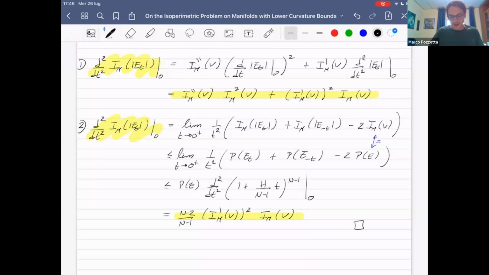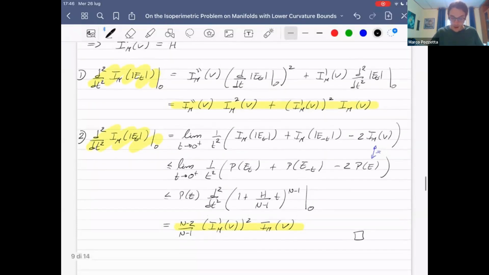And so in the remaining time, I would like to try to tell you how to overcome non-existence of isoperimetric sets, and so how to get the final statement in the way that I stated.